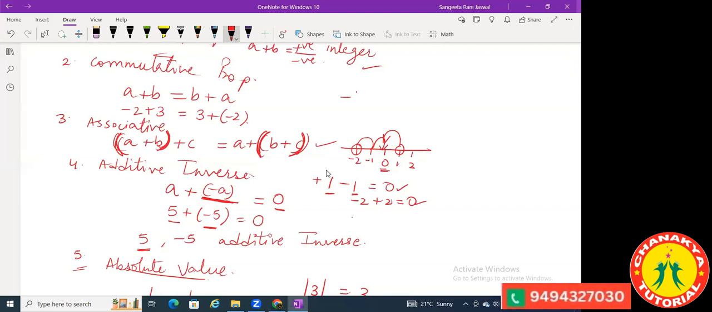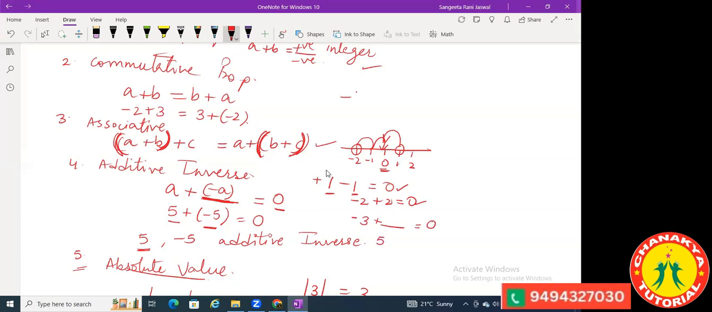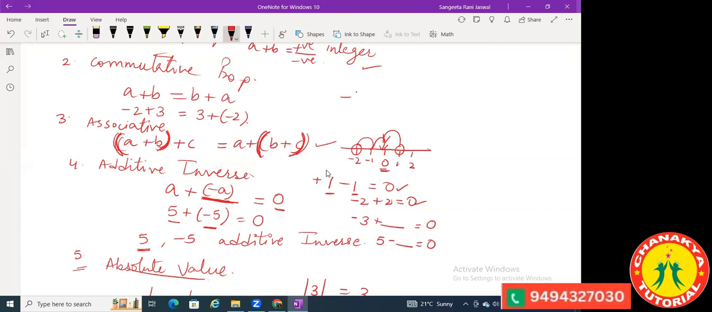Now see, if I say minus 3, I have to select such a number which, on adding, will give me 0. Suppose I take 5 and some other number. You have to tell me which number will come here for minus 3 and for 5, so that I get 0.